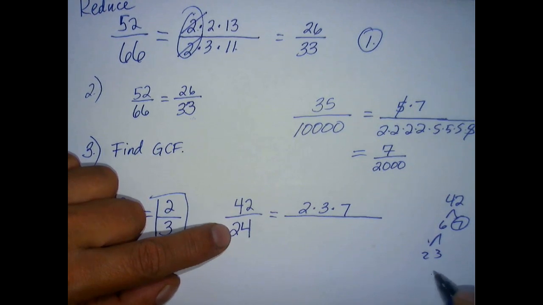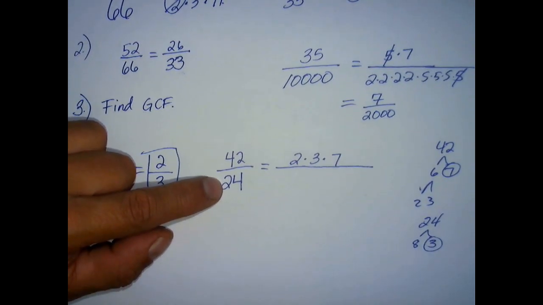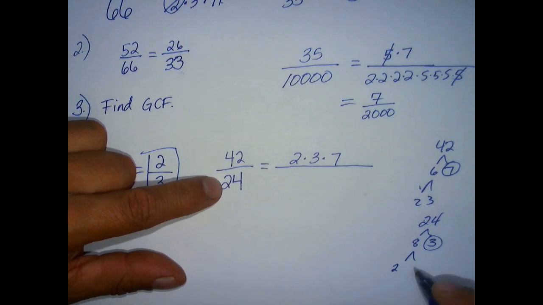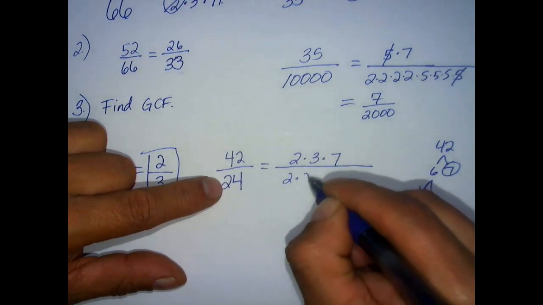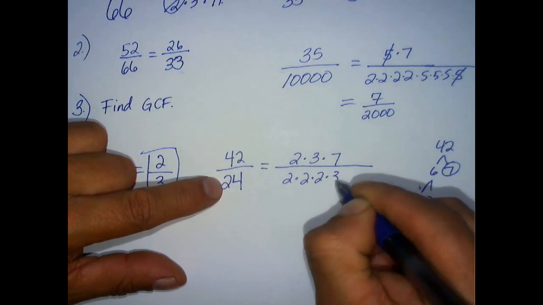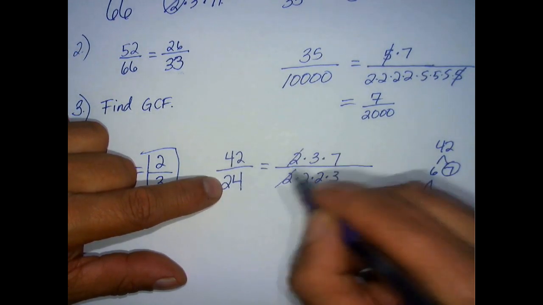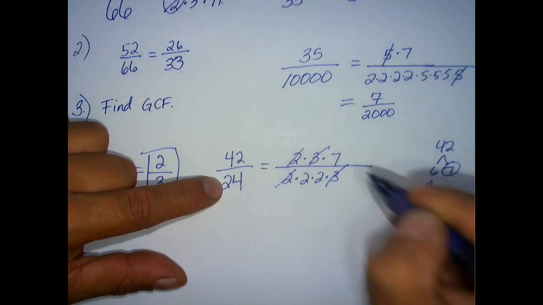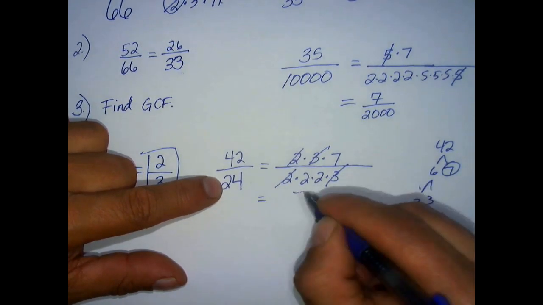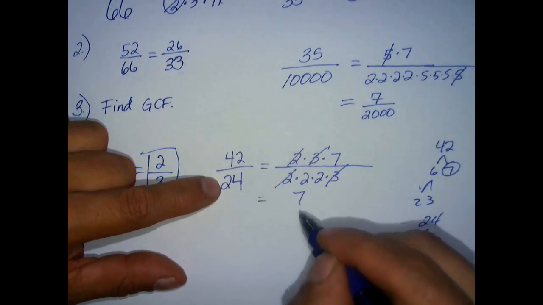24 is 8 times 3. 3 is prime, and I'm coming down to the bottom here. 8 is 2 times 4, and 4 is 2 times 2. So, 2 times 2 times 2 times 3. So we got a 2 there and a 2 there, and a 3 there and a 3 there. So what's left? 7 over 4.